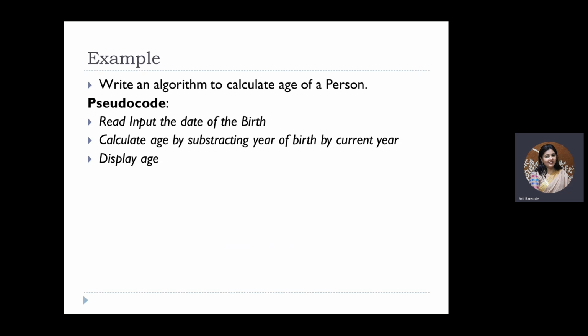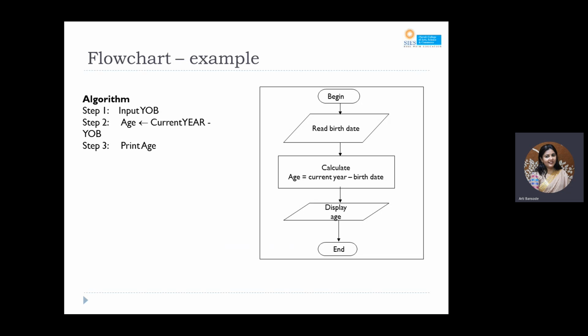So now in the pseudocode I've written it as: read input the date of birth, calculate the age by subtracting the year of birth from the current year, and display age. Very simple. The algorithm is: input year of birth. You can take the date of birth also. Then step number 2 is age is current year minus the year of birth, and step number 3 is printing the age.